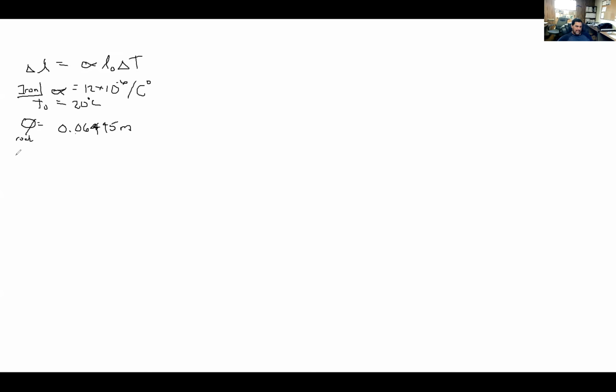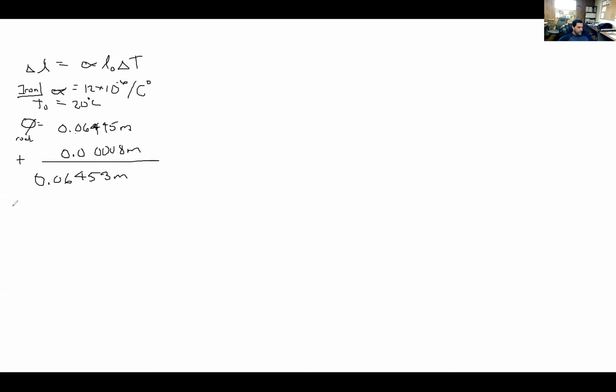We need to increase this, okay, in order for the ring to fit over the rod. We need to add 0.00008. That's 4 zeros. We need to add 0.0048 meters to that. So the ring, right, we need to get the ring up to a diameter of 0.06453 meters. So this is what we need to get to, okay?